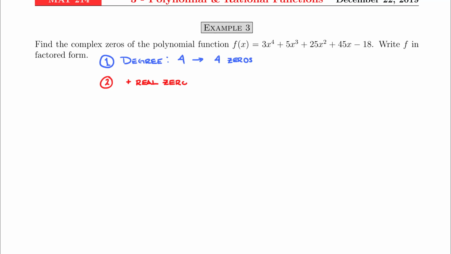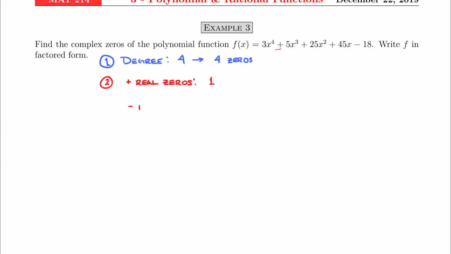So the first thing we want to do for the positive real zeros is we count the sign changes in the original function. So we notice positive to positive, right here, there is one sign change. So that means that it has one positive real zero. I don't need to rewrite that. We have one positive real zero.